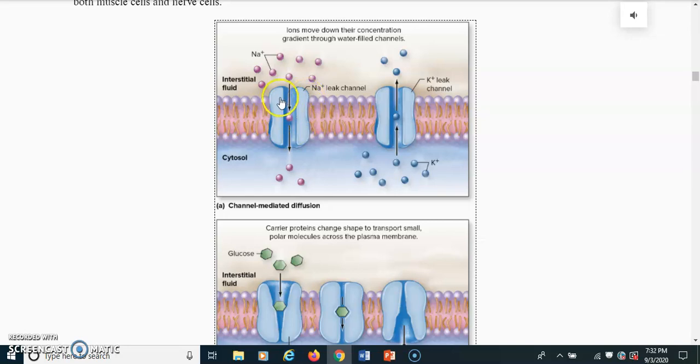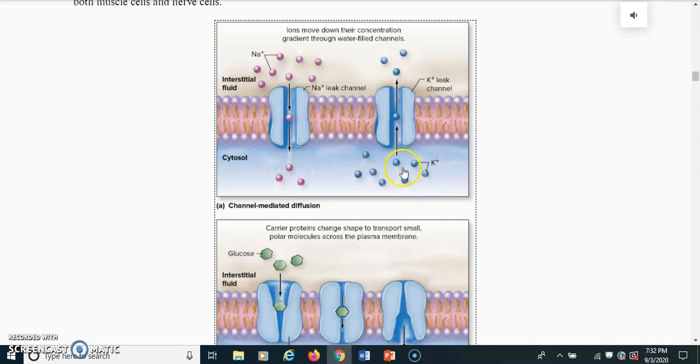But if there's a protein present, remember the proteins have a specific shape, and this is a sodium protein channel, so it only lets sodium in. It's very specific for just sodium. And you'll notice that the sodium, typically in the body, is always in a higher concentration outside the cell than inside the cell. So sodium will diffuse down its concentration gradient, which just means it'll go from a higher concentration area to a lower concentration area, and it'll diffuse into the cell.